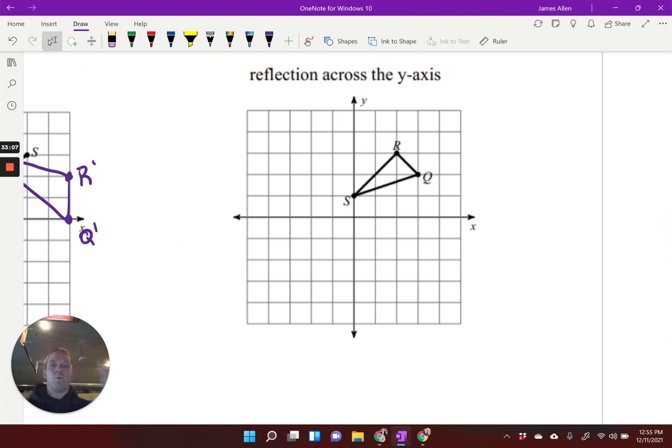Over here, across the Y-axis, so we're just using this Y-axis right there, right? Okay, so S actually stays the same, so this is going to be S prime regardless. Q is going to go 3 over here. Since it's 3 away on the right side, it's going to be 3 away when you reflect it. And then R is going to be 2. All right, and if I can connect these dots, there we go. We got ourselves a reflected triangle across the Y-axis.